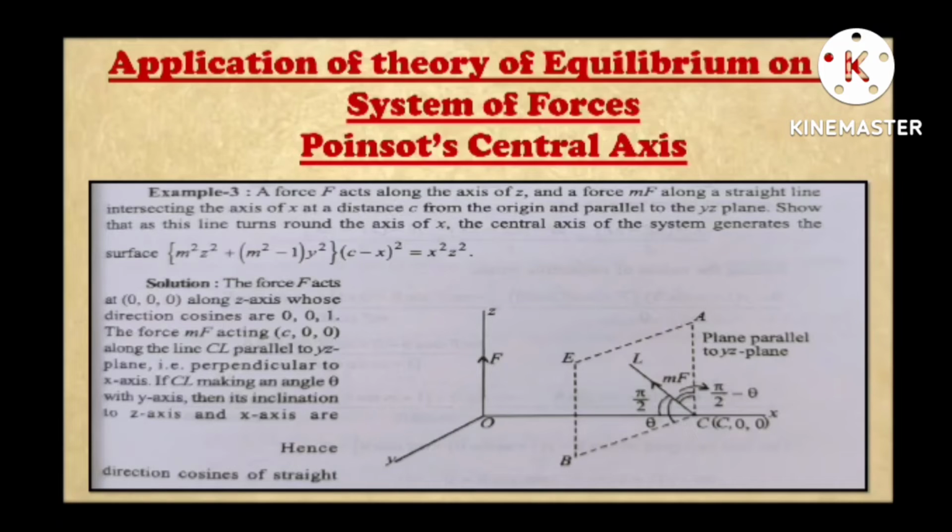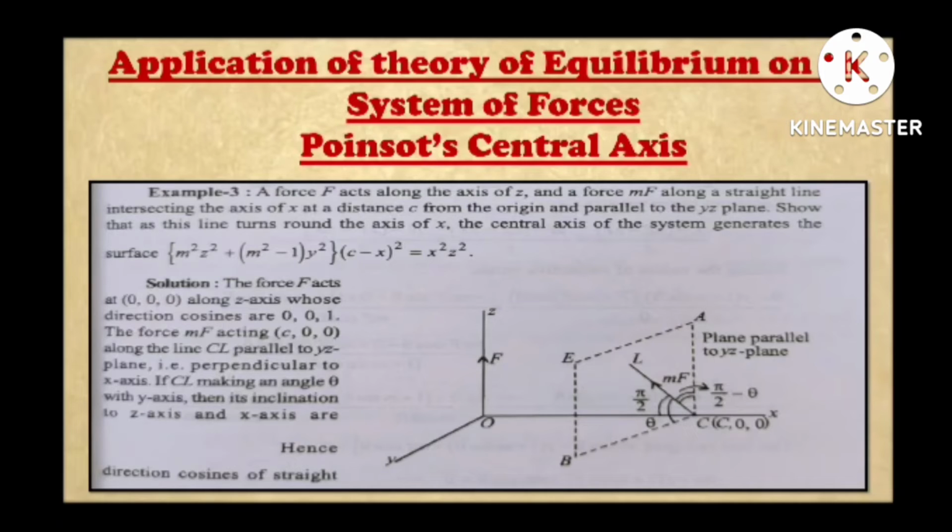Show that as this line turns round the axis of X, the central axis of the system generates the surface m square z square plus (m square minus 1) y square, whole into (c minus x) whole square, which is equal to x square z square.